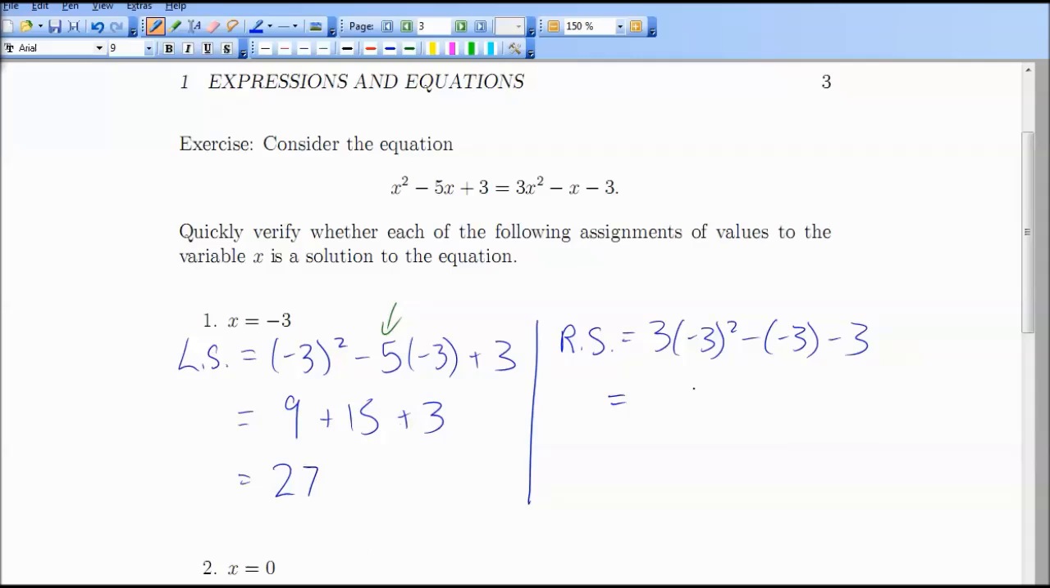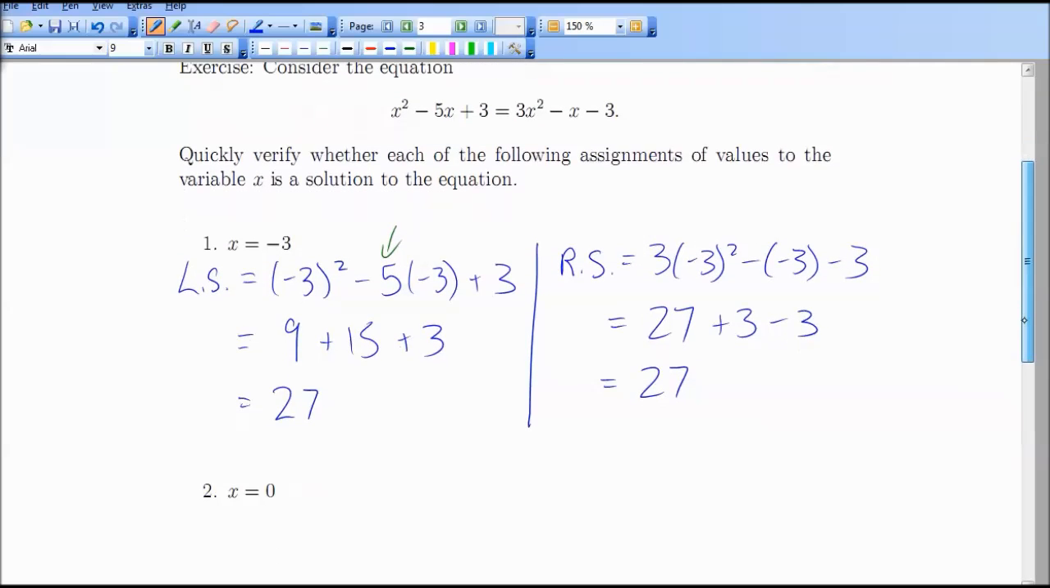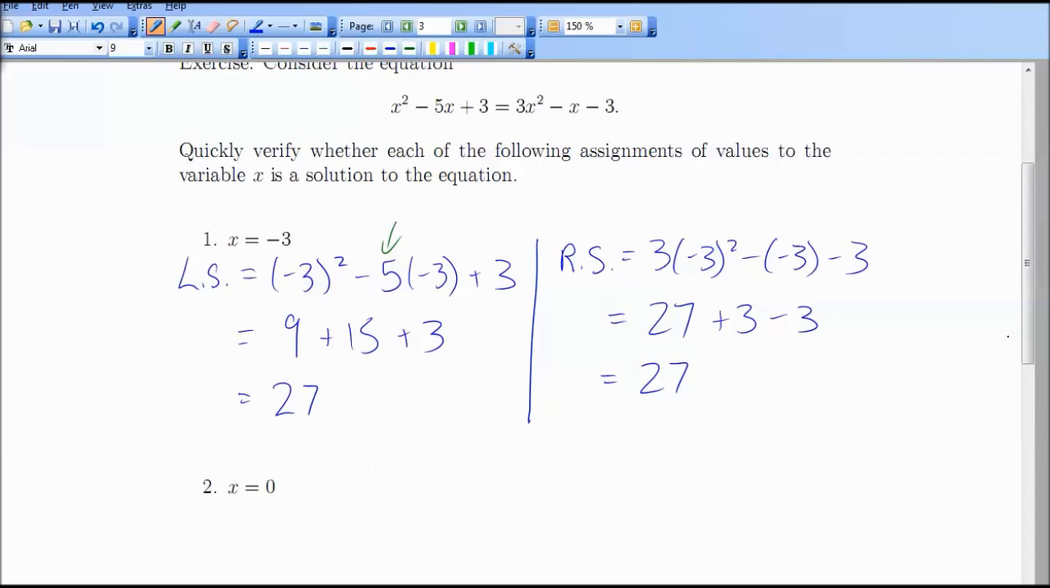If we simplify that, negative 3 squared here is positive 9, times 3 is 27. Minus negative 3, we have plus 3, and then minus 3. And look at that, we get 27 again. So the left-hand side is equal to the right-hand side. That means that x equals negative 3 is a solution to that equation.